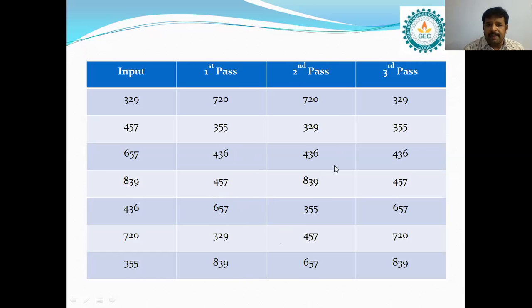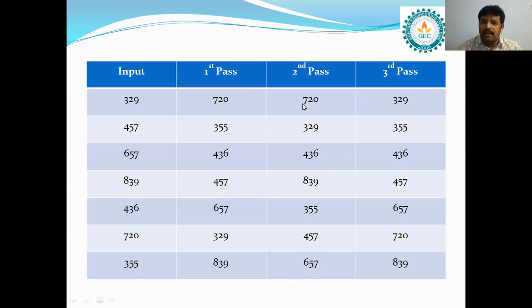So after the second pass, the values are like this. The elements are like this. We have to ensure whether these elements are in the sorted form. No, these elements are not in the sorted form. Again, we go for another pass, that is the third pass. Consider these elements. But when we are in the third pass, we have to consider the values that are located at hundreds place.